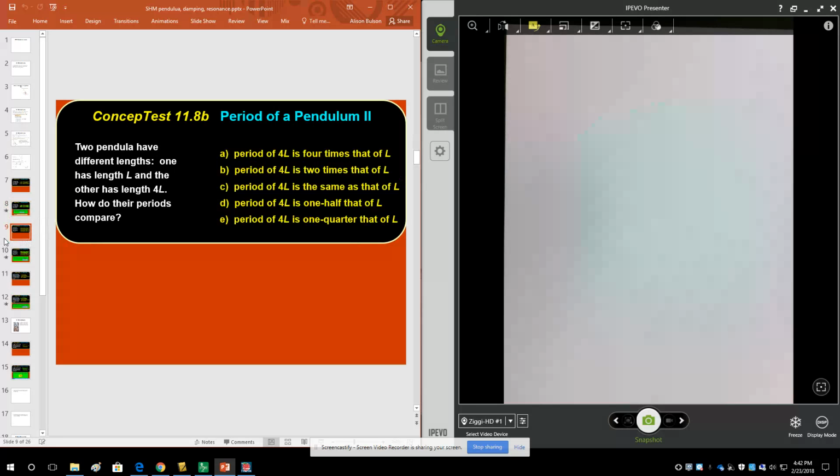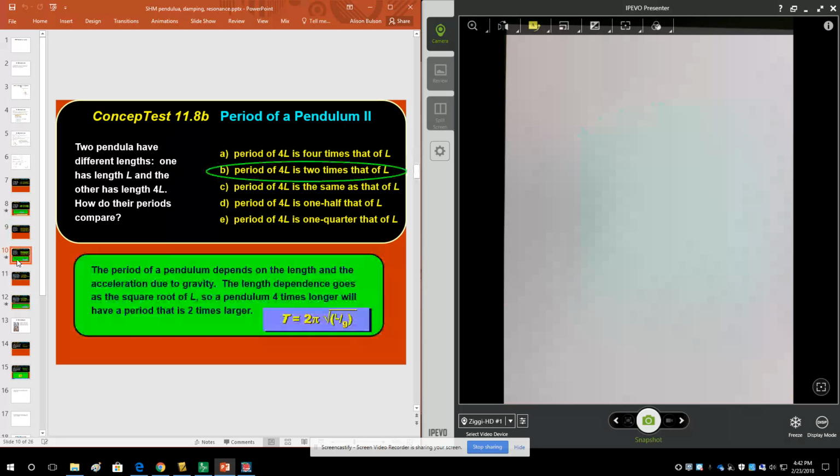Two pendula have different lengths. One has length L and the other has length 4L. How do their periods compare? So the pendulum with length 4L has a period that's twice that of the pendulum with length L. And it's twice as large because, of course, it's the square root of L over g, so 4 times the length gets square rooted to be double the period.